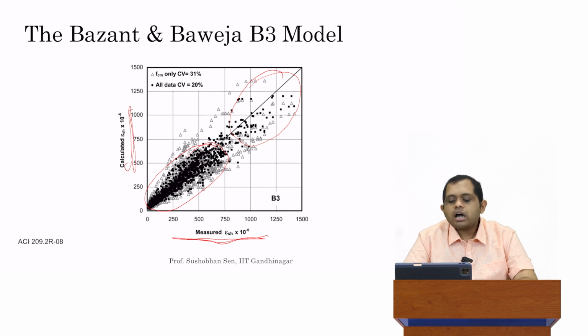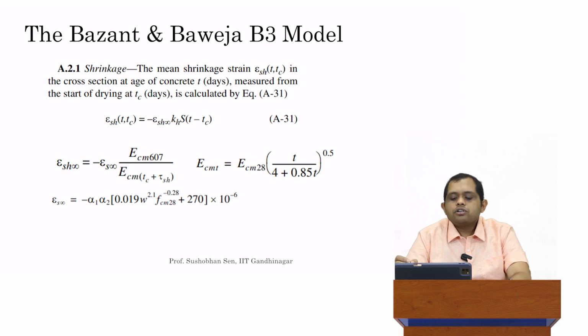But generally, because a large percentage of the data, especially on the lower side of the strain, is around this reference line, this 45-degree line, generally it's been found that the Bažant and Baweja model is fairly good and can be used, particularly for pavement applications. Okay. So again, let's go into what exactly this model is.